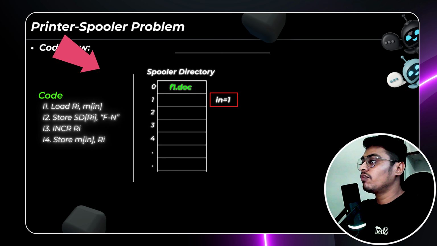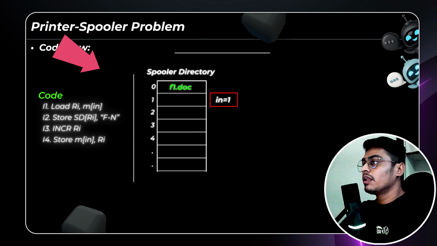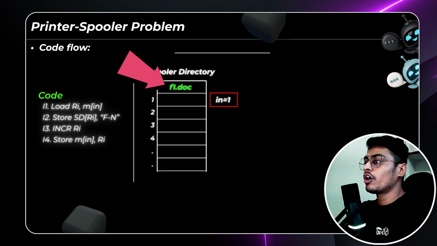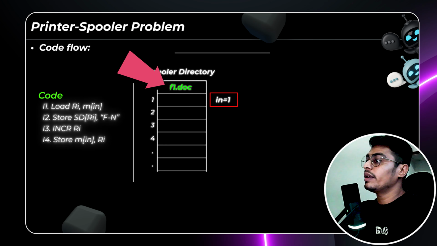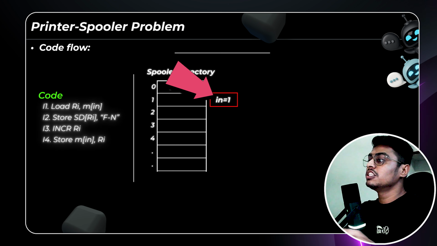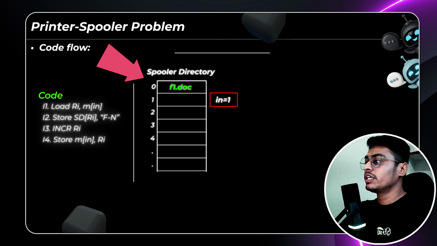Now in case one, this is a single process. Process P1 wants to print f1.doc, so it will execute the code. The first line loads in, which is 0, into R1, and stores f1.doc in spooler directory 0. Then it increments R1 to 1 and stores 1 back to in. So this 4-line code has been executed, and this works correctly for single process execution.